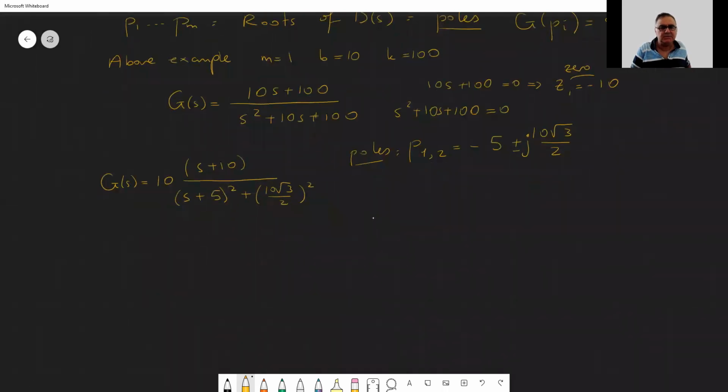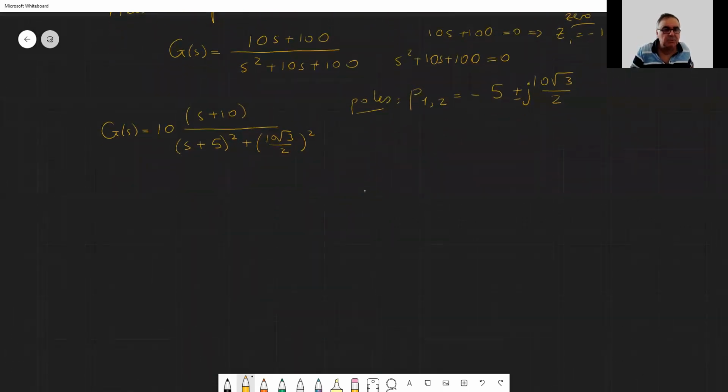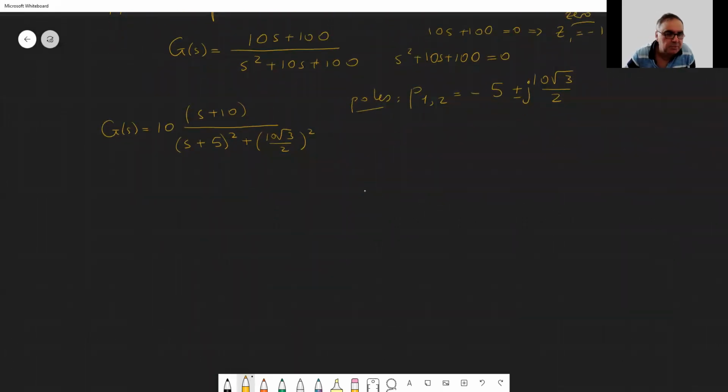So poles and zeros are two concepts which are important. There is something else also important, which is called the gain of the system. Well, I shouldn't say gain, I should call it something else. Let's call it steady state gain.